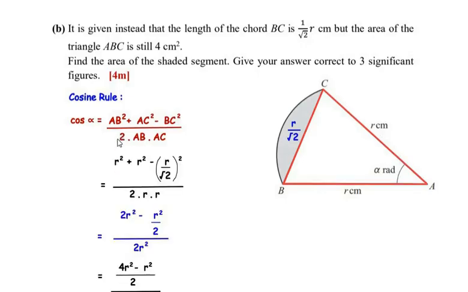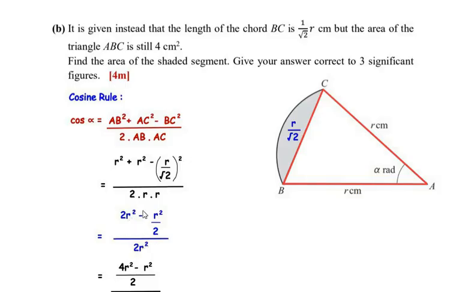So in the next step we have substituted the respective values. AB is given as r, so AB square becomes r square, plus AC is given as r, so AC square becomes r square, minus BC is given as r over square root of 2, so BC square becomes r over square root of 2 the whole square, over 2 times r times r. Now let us simplify this. So r square plus r square gives us 2r square minus, now this square distributes to the numerator and the denominator separately, giving us r square over square root of 2 square, which gives us 2, divided by 2 times r square.